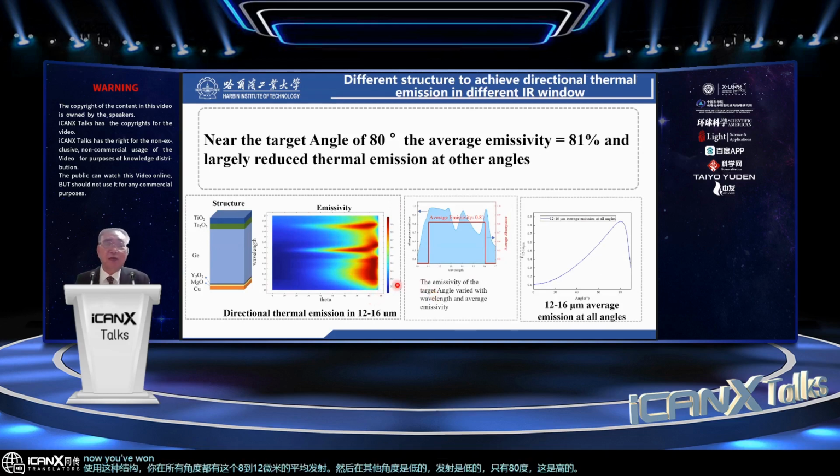Now, for another range, like 12 to 16 micron, if you still want emission at 80 degrees, you use this kind of structure, Ti2O3 and then TiO2, and you have the emissivity achieved in this range. For this, you have an average of 81% emissivity here, and at other angles, you basically don't see too much.